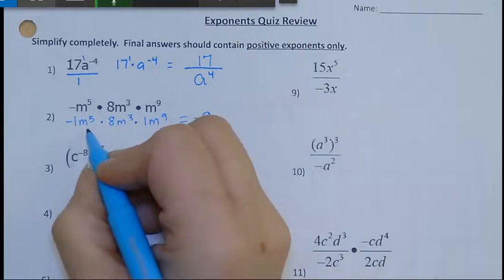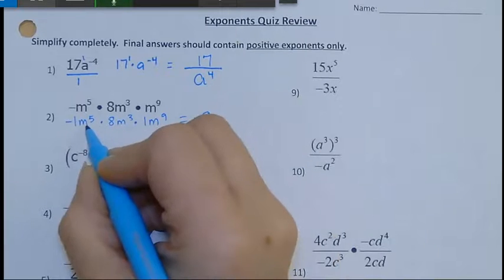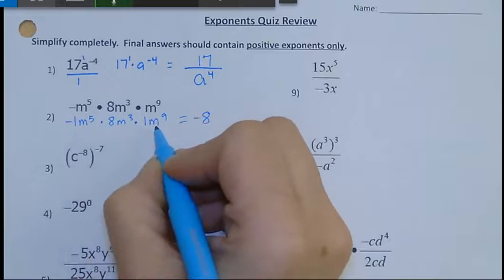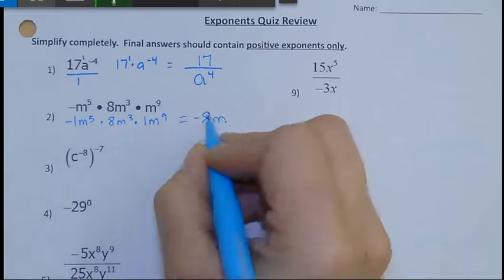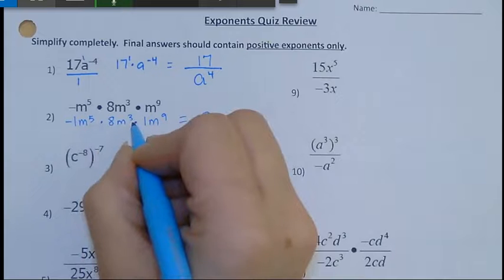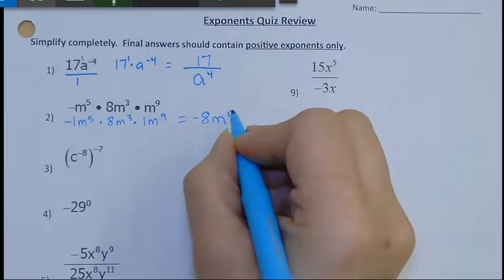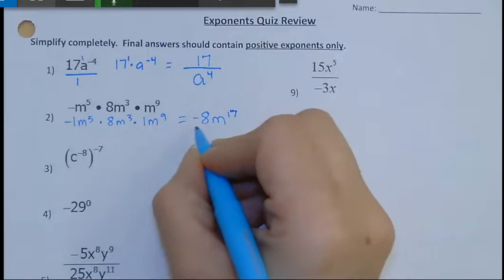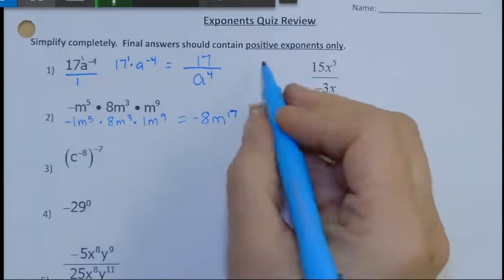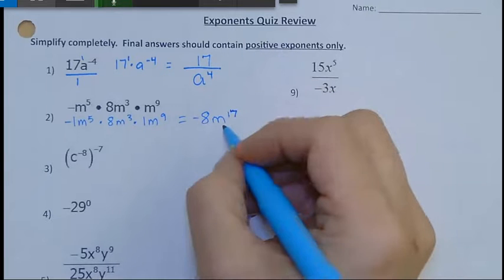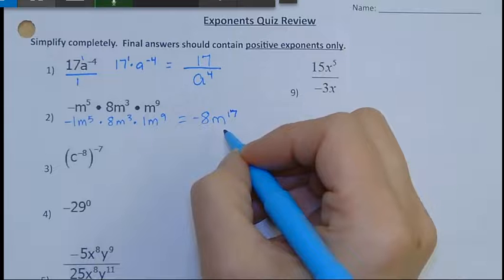And then I have a base of m, and so I'm going to multiply m to the 5th times m to the 3rd times m to the 9th. I'll keep my base and I'll add those exponents. 5 plus 3 is 8, plus 9 is 17. Okay, I'm allowed to have a negative number. That's fine. That's not the same as having a negative exponent. So my final answer is negative 8 m to the 17.